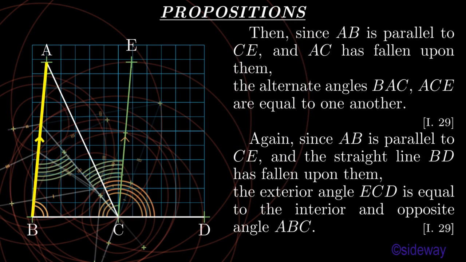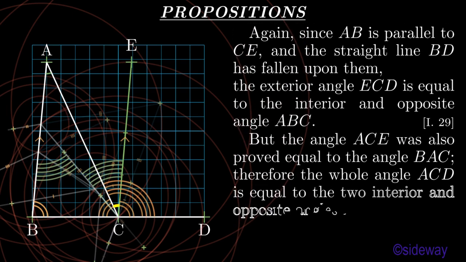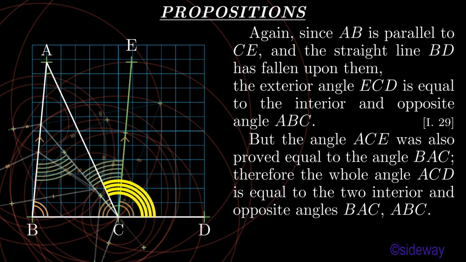Again, since AB is parallel to CE, and the straight line BD has fallen upon them, the exterior angle ECD is equal to the interior and opposite angle ABC, by Book 1, Proposition 29. But the angle ACE was also proved equal to the angle BAC. Therefore, the whole angle ACD is equal to the two interior and opposite angles BAC, ABC.